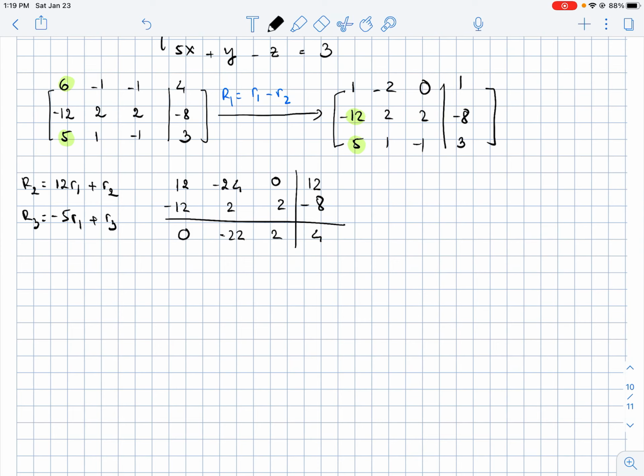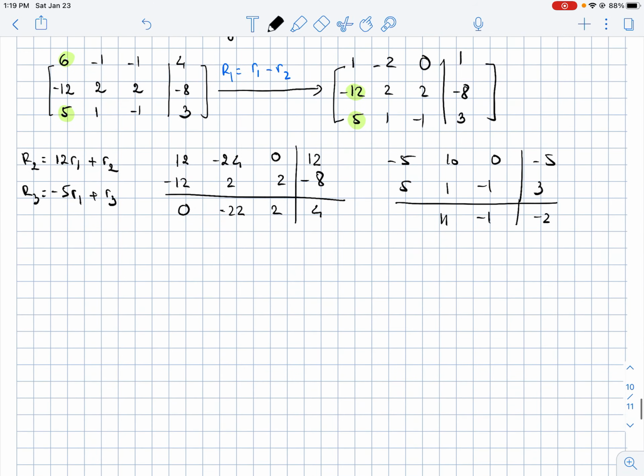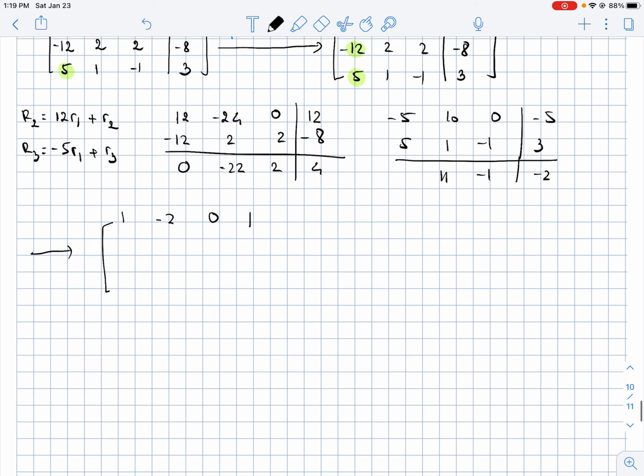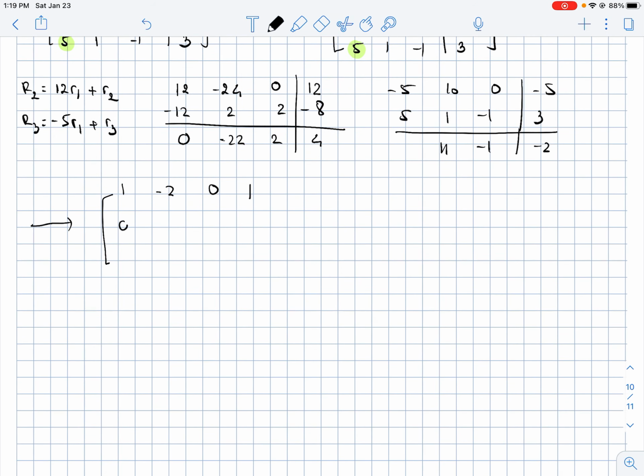For row number 3, we multiply row 1 by negative 5. So negative 5, 10, 0, negative 5. We put down row 3. And then we add them up. So we get 0, 11, negative 1, negative 2. So then we will have 1, negative 2, 0, and 1. Row 2 becomes 0, negative 22, 2, and 4. Row 3 is 0, 11, negative 1, and negative 2.